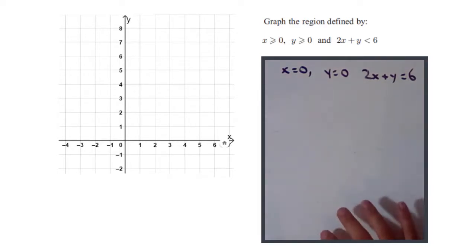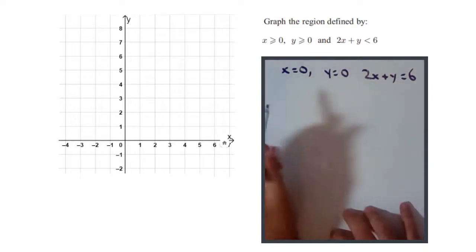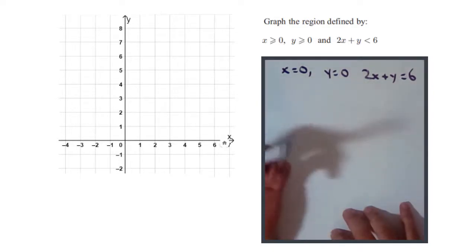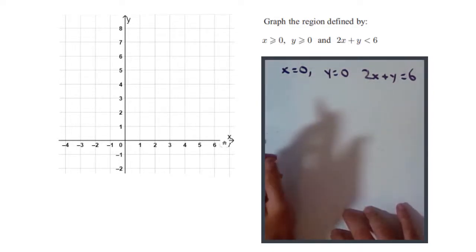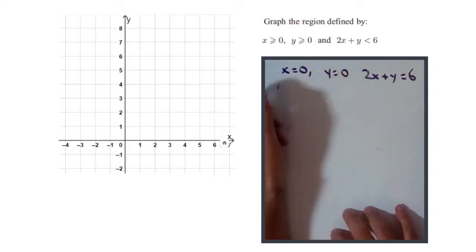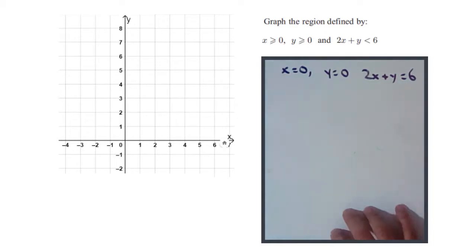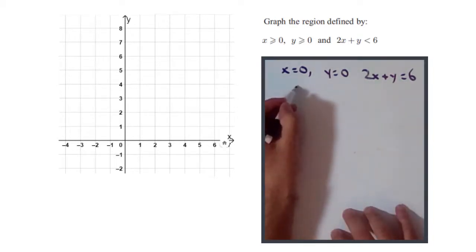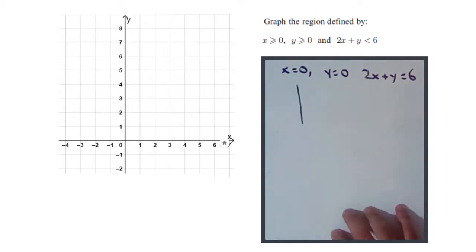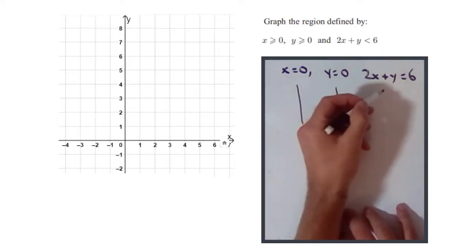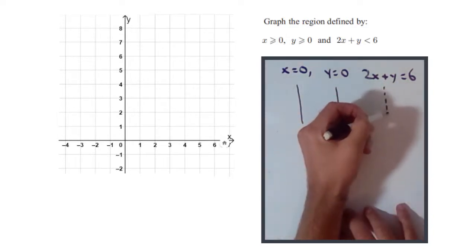So the rules for regions: if the line is included in the region, then that's a solid line. The first one was x is greater than or equal to 0. So the actual line is included, so that can be a solid line. The second one is also y is greater than or equal to 0. That can be a solid line. The third one was 2x plus y is less than 6. So the line is not included, so that will be a dashed line.